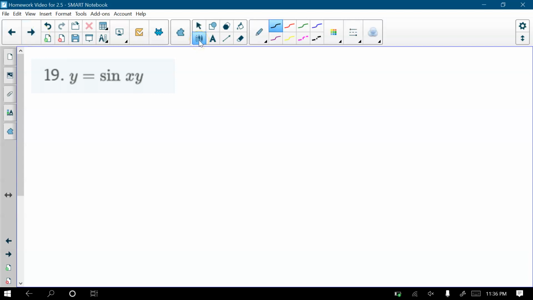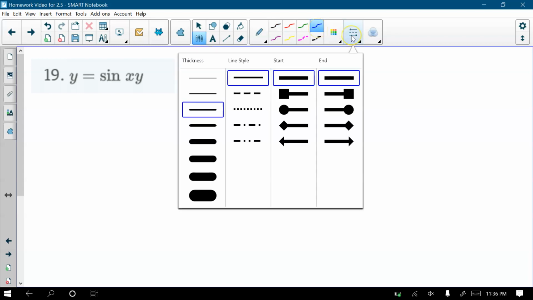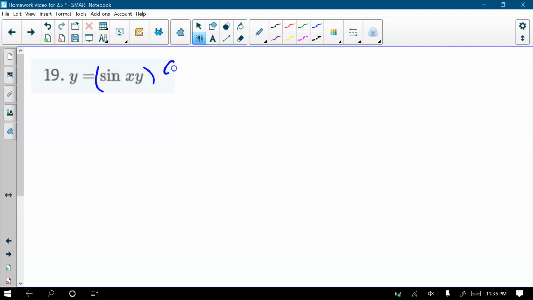Here's how you do it. Let's take the derivative with respect to x, because that's what we need to do on both sides of the equation. So we're going to do a d dx here. We'll do a d dx here. And on the left side, we're going to get a dy dx because we just took the derivative of y with respect to x. On the other side, we're going to need a chain rule.